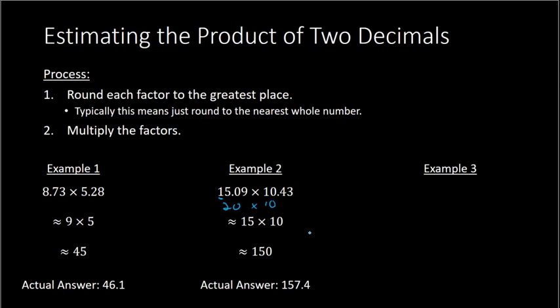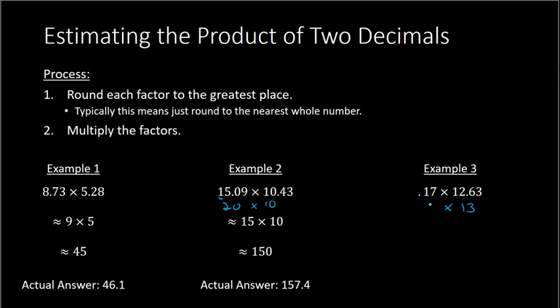All right, let's try another example. Here we have example 3, and we have 0.17 times 12.63. So the 12.63 we can round quickly. It's closer to 13 than it is to 12. Okay, and then the 0.17, if you round to the nearest whole number, it'd round to a 0, which we don't want, right? Because 13 times 0 just gives us 0.